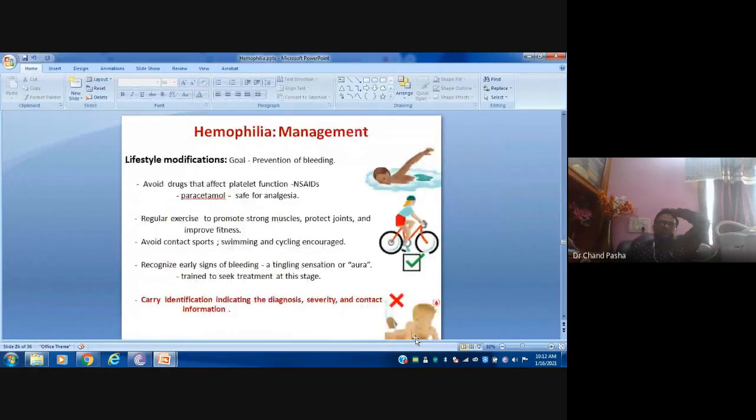You should make sure that injuries are not taking place. Contact based games you should not play. Wherever there is a possibility of injury or cut, such kind of things you should avoid. Avoid contact sports. Swimming and cycling are okay, where there is not much risk, but even if you are falling down from the cycle there is a possibility of injury. But without falling down, if you can do something, then it is a good thing. So wherever there is a possibility of damage to your tissue, such kind of things you should not do.